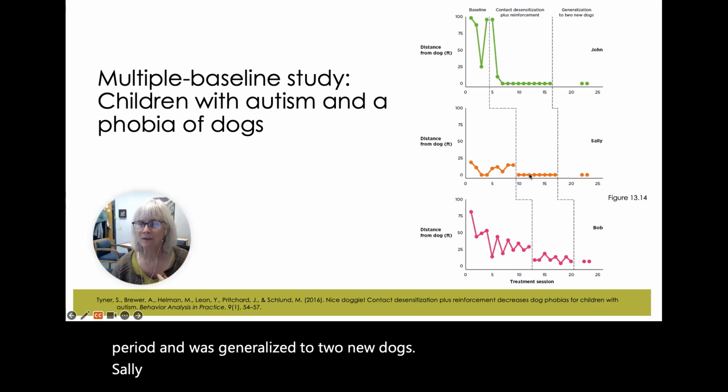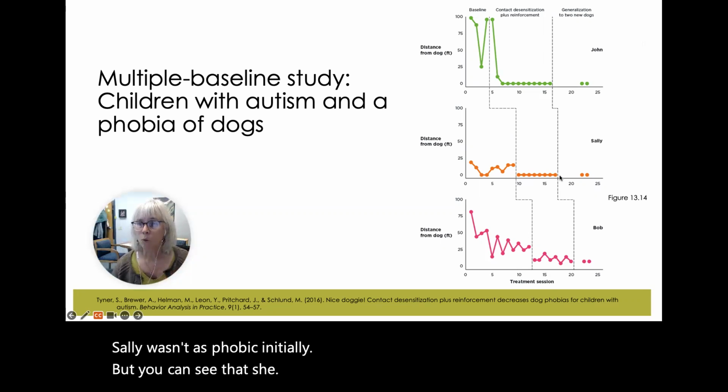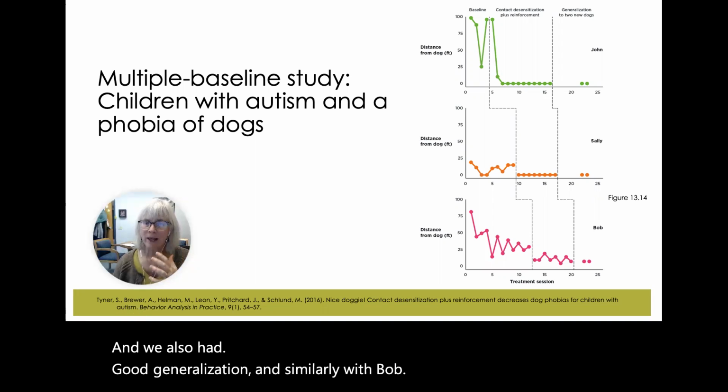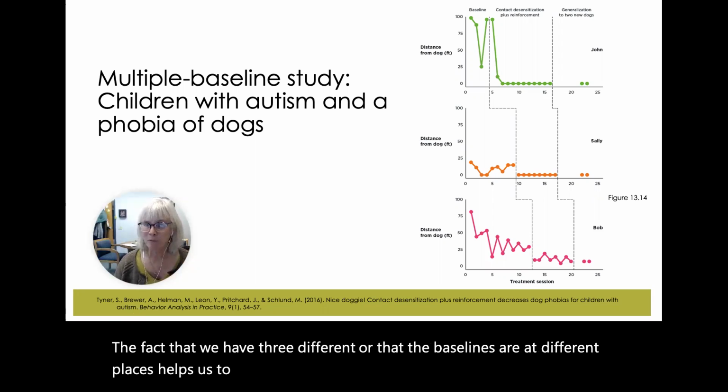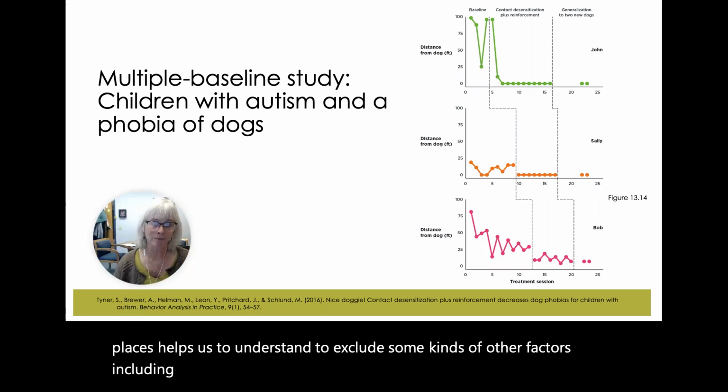Sally wasn't as phobic initially, but you can see that she responded well, and we also had good generalization. And similarly with Bob. The fact that the baselines are at different places helps us to exclude some other factors, including maturation and history, which are threats to internal validity.